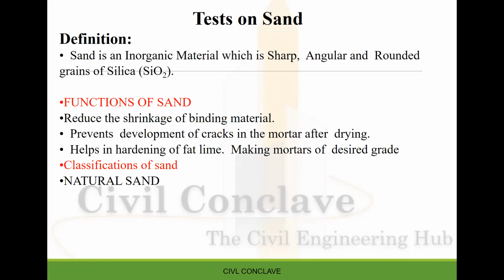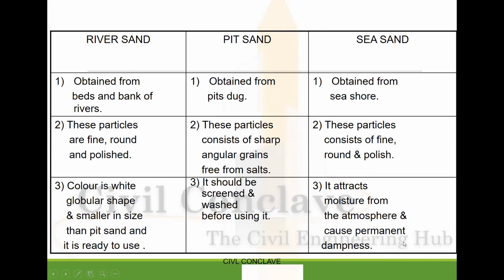Classification of the sand: they are natural sand and artificial sand. This sand is again categorized: river sand, obtained from the banks of the river; pit sand, obtained from pits; and sea sand, obtained from the seashore. In river sand, particles are fine, round, and polished. Pit sand consists of sharp angular grains. Sea sand consists of fine, round, and polished grains. River sand is generally white in color. Okay.